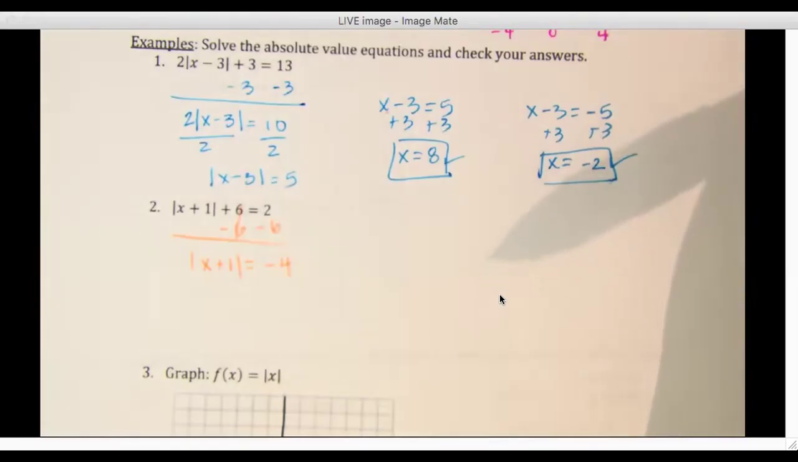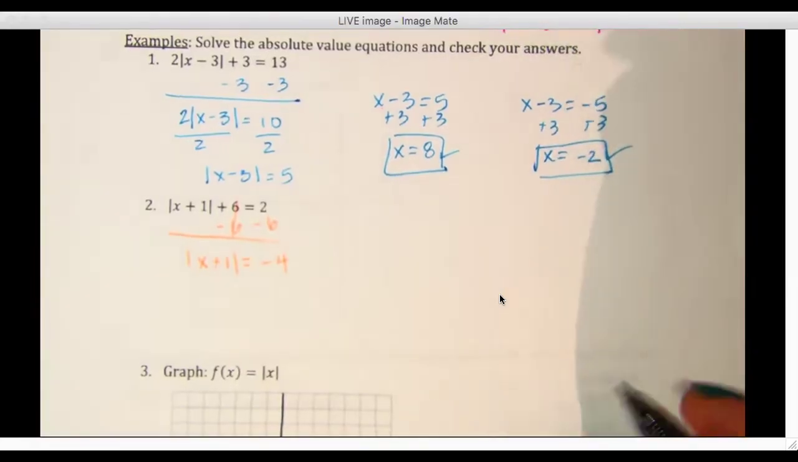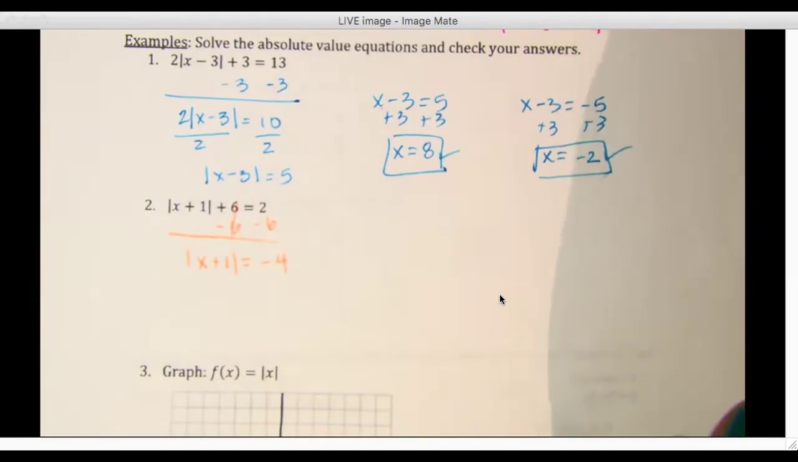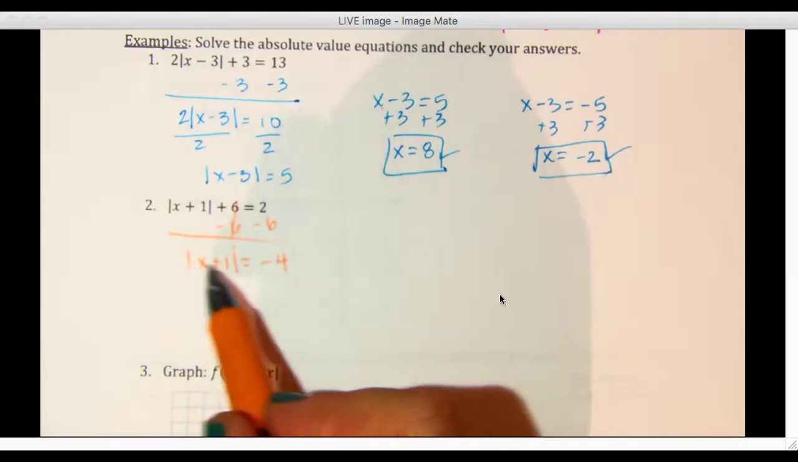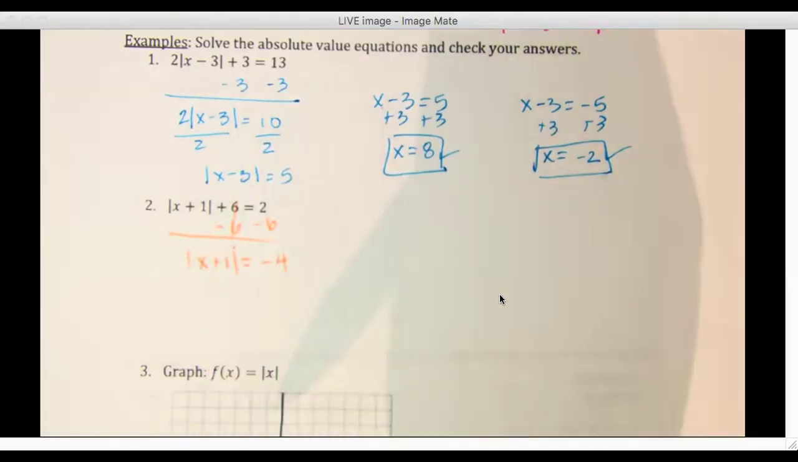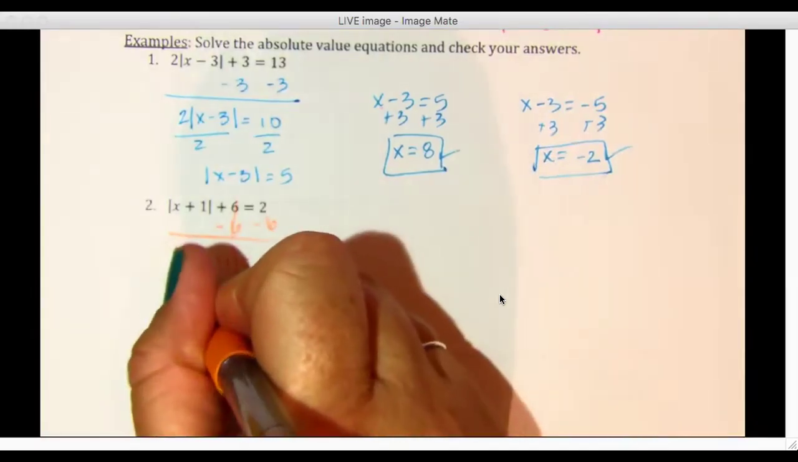Now, by definition, a distance can't be negative. I can't say from here to my front door is 20 feet or is -20 feet. That doesn't make sense. Distances are always measured in positive values. So this should tell me that there's nothing I can plug in here for x that when I take the absolute value of it will give me -4. So right now, I already know the answer to this is no solution.